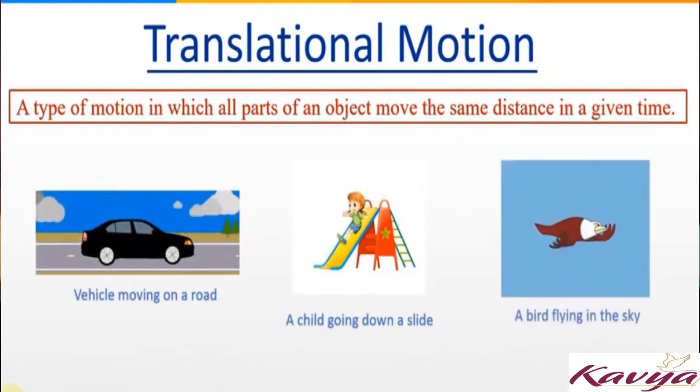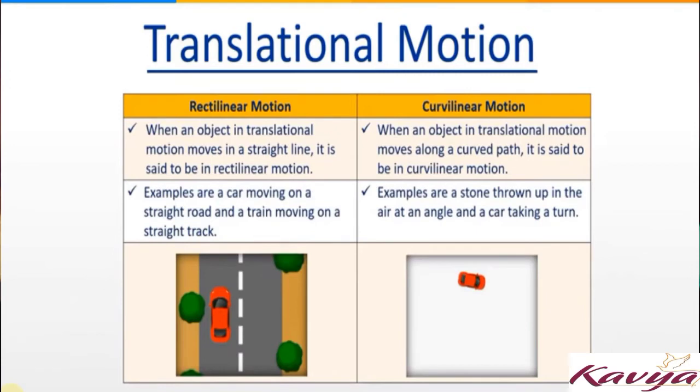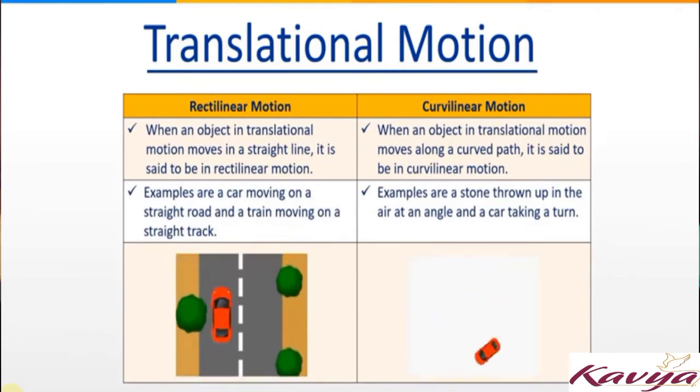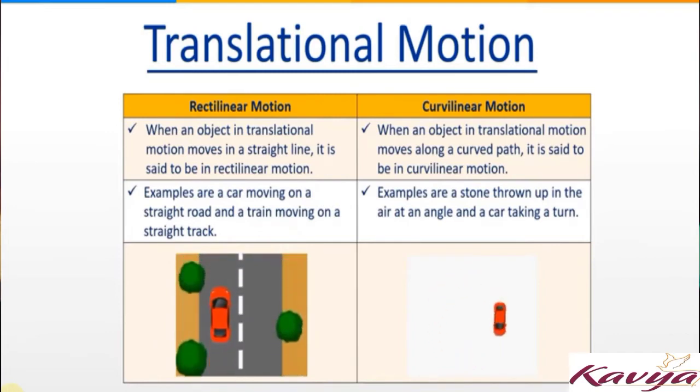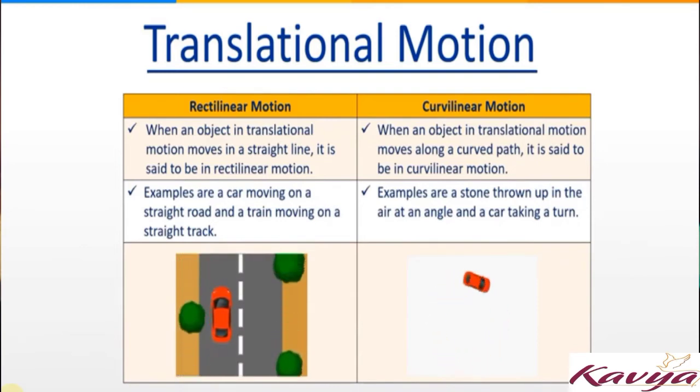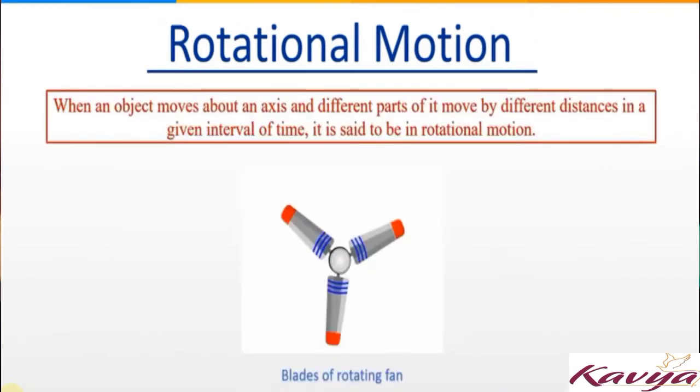Translational motion can be divided into two types: rectilinear motion and curvilinear motion. The table shows the difference between the two. Rectilinear motion is when an object in translational motion moves along a straight line. In curvilinear motion, the object in translational motion moves along a curved path. Examples for the first are a car moving on a straight road and a train moving on a straight track. Examples for the second are a stone thrown in the air at an angle and a car taking a turn.